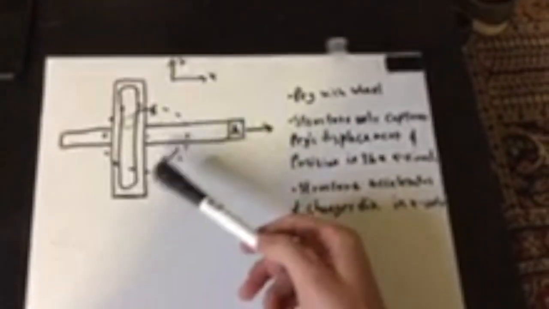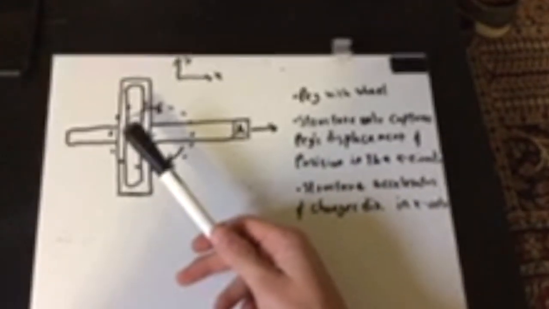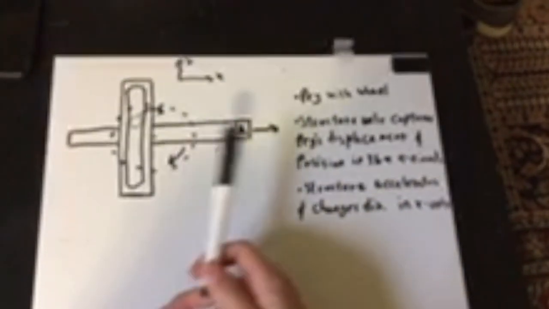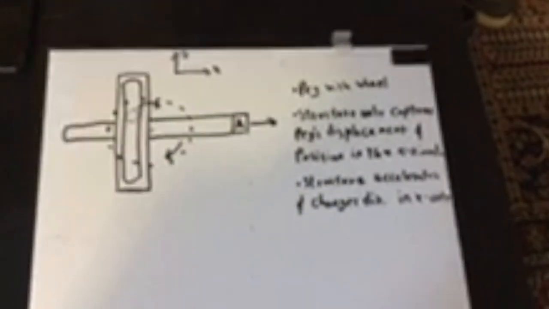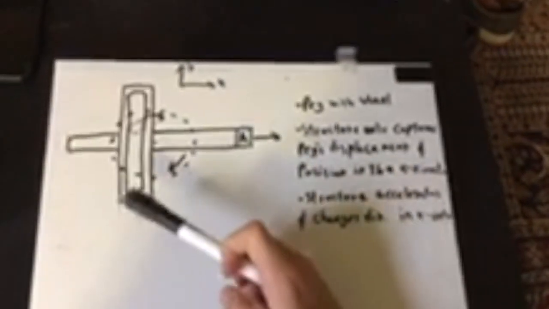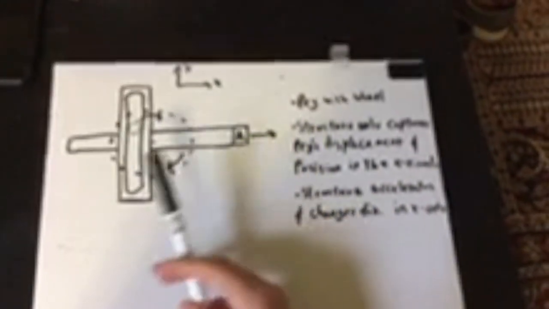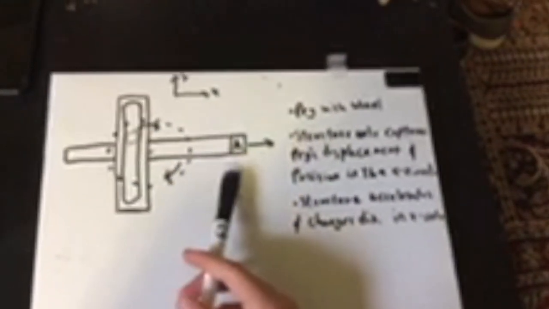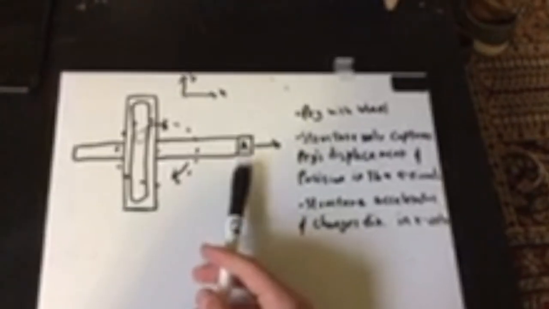And as the peg rotates, this structure would only capture the peg's displacement and position in the x direction due to the way the forces work. Therefore, this allowed us to capture and translate the rotational motion of the motor into one directional motion in the x direction, therefore causing a lot of acceleration and velocity changes with our structure.